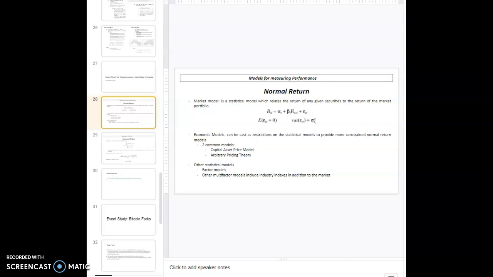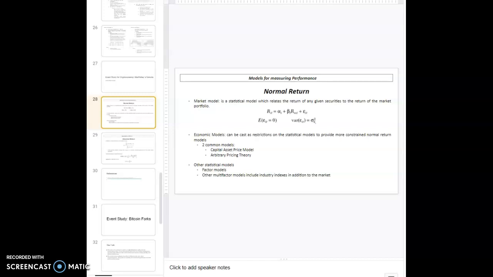For the normal returns, we can see that we have the market model, which is a statistical model that relates the return of any given security to the return of the market portfolio, where R_it and R_mt are the period t returns on security i and the market portfolio respectively, and epsilon_it is the zero mean disturbance term.